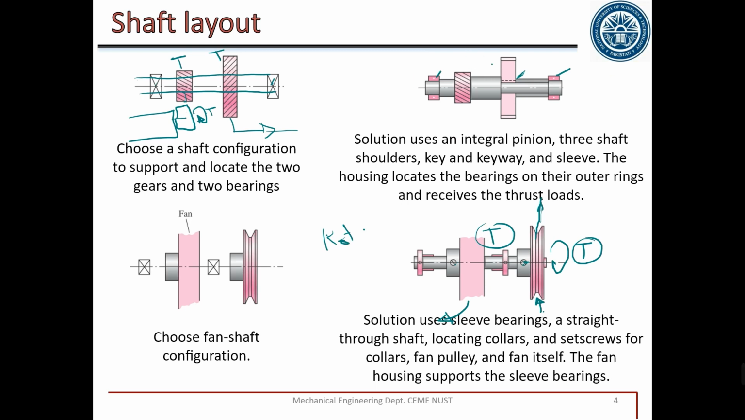Basically, first of all, we need to know which is the central portion. In this case, this is the central portion of the shaft. Central portion means this bearing has to be removed on the left side, and this gear and this bearing are removed on the right side. It means that the diameter of this shaft here has to be equal to the inner diameter of the gear.